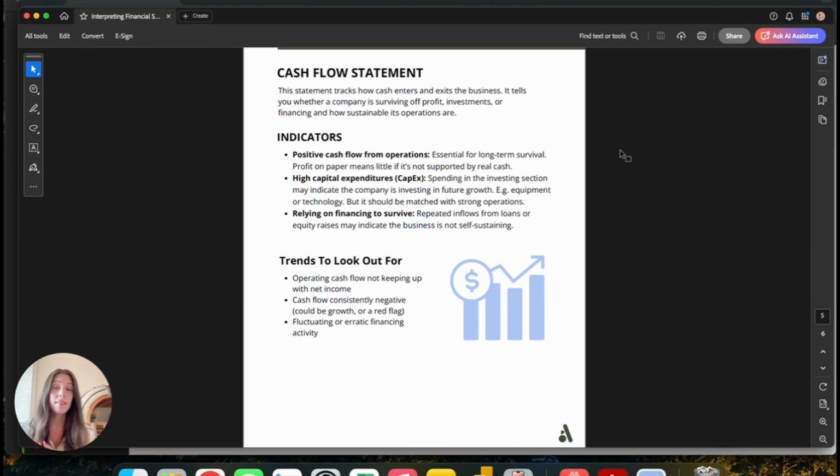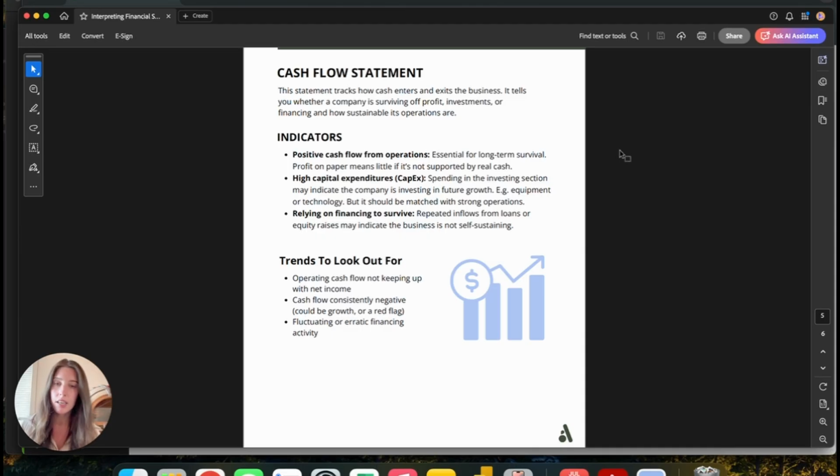Another indicator is high capital expenditures, or CapEx. This could either mean the company is investing in its future. Maybe it's purchasing equipment or vehicles or technology, which is great, and they're investing in their own company to make it more efficient and more profitable. Or it could also mean that the company is buying assets unnecessarily. So this one's kind of a tricky thing to look out for.